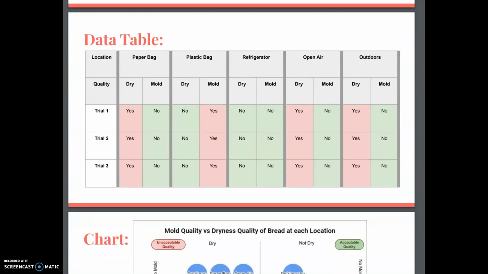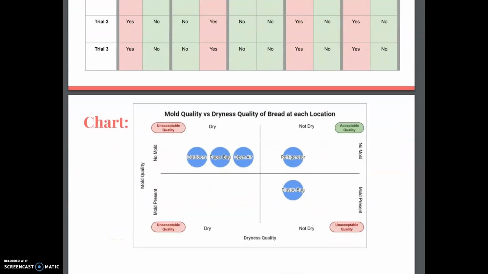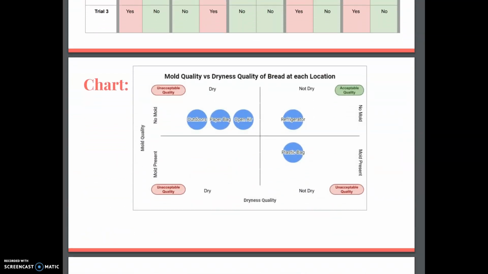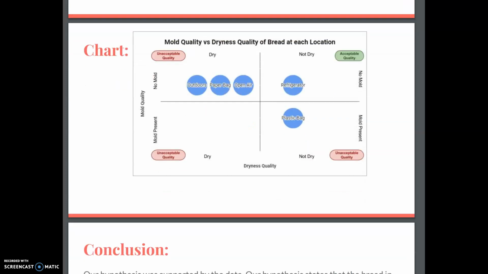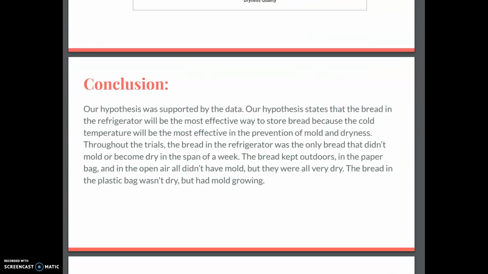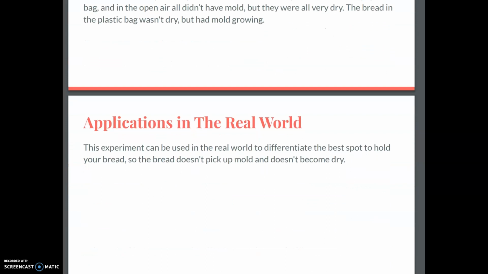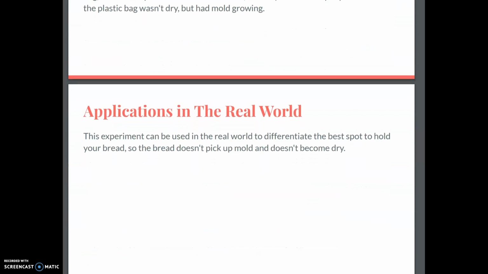Data table. Chart. Ooh, I like that chart. Very unusual looking chart. I like that. And the conclusion. So the hypothesis was supported by the data, and she's going to tell you why. So you also stop the video here, and I think this has applications in the real world. Okay. This experiment can be used in the real world to differentiate the best spot to hold your bread so the bread doesn't pick up mold and doesn't become dry.